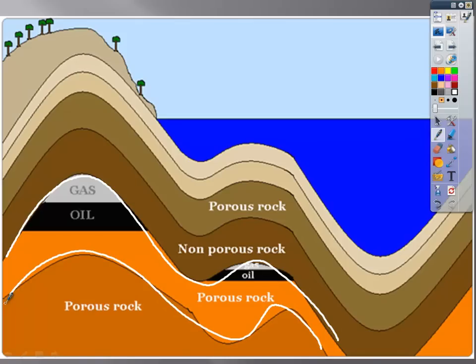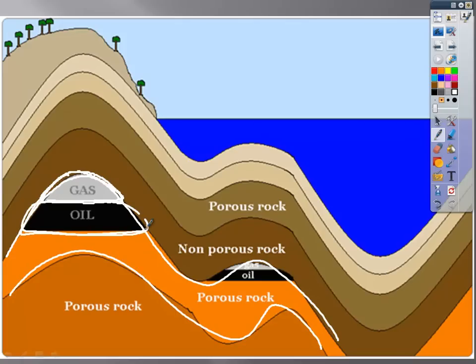And since oil, the hydrocarbons of oil and gas, are lighter than the obviously dense rock, they will migrate to the top of these domes where a non-porous rock traps it. And so what you have is the better refined natural gas sitting at the top of the dome, and then underneath it is usually the large reserves of oil.